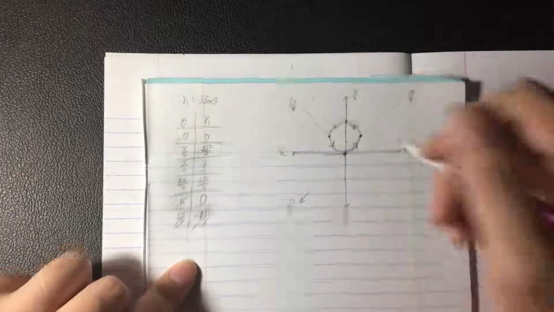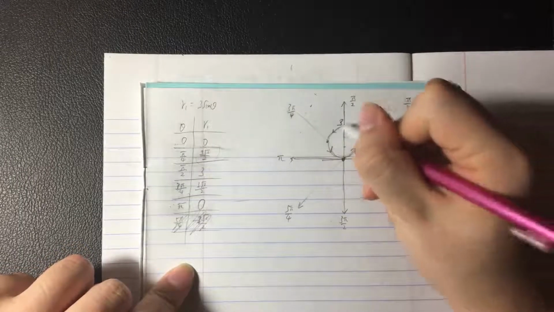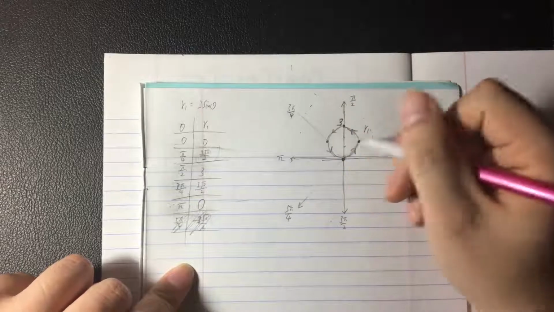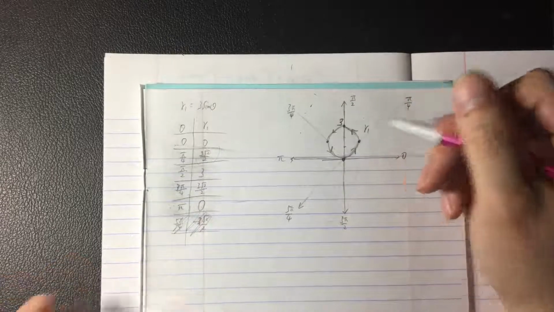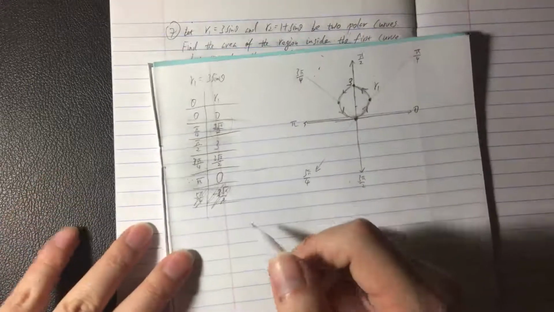That's the graph for R1. That's a circle. Diameter is 3. Next, let's graph R2.